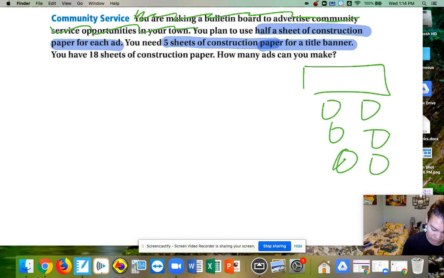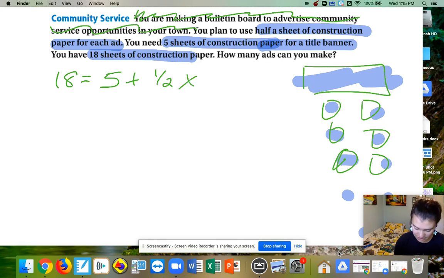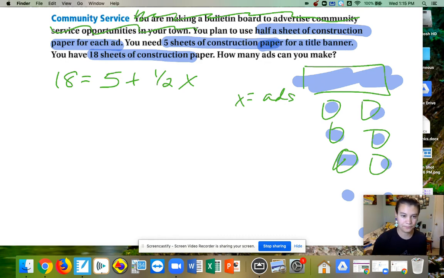We have a total of 18 sheets. So we need to figure out, if I use 5 for the top, how many of these other ads can I make? So to do that, we know our total is 18, right? We know we use 5 to begin with. Right off the bat, we use 5 for the title. And then from there, we're going to use a half for each ad. So let's call the ads x. So make sure we say here x equals the ads, so you know what you're talking about.